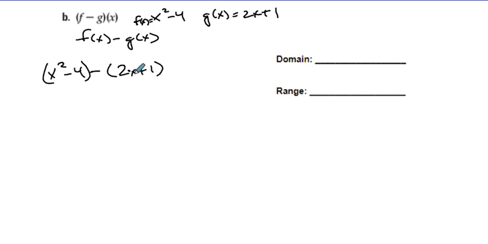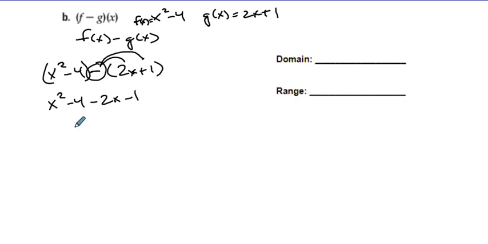Now, this is very similar to what we just did, except that we now have a negative sign. And you have to remember that when you have a negative sign in front of a set of parentheses, you have to distribute that to all the terms in there. And so what it basically does is make everything the opposite of what it is. So instead of positive 2x, we now have negative 2x. Instead of positive 1, we have negative 1.